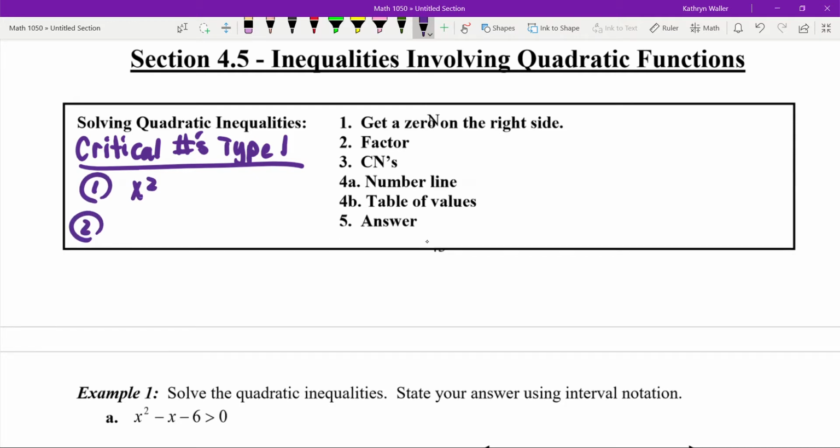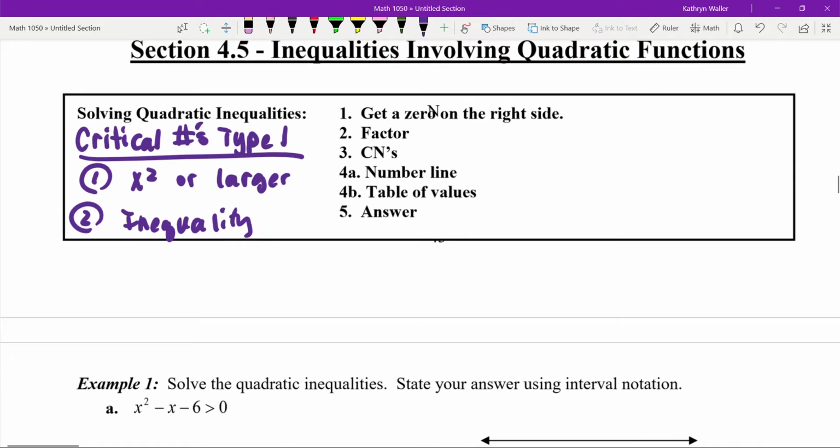You have to have an x squared or larger. Or larger means larger exponent, so it could be a third or a fourth or anything like that. The second thing it has to have is an inequality. So if you look at example 1, you see how you have an x squared and then you have a greater than, that makes it a critical numbers type 1.